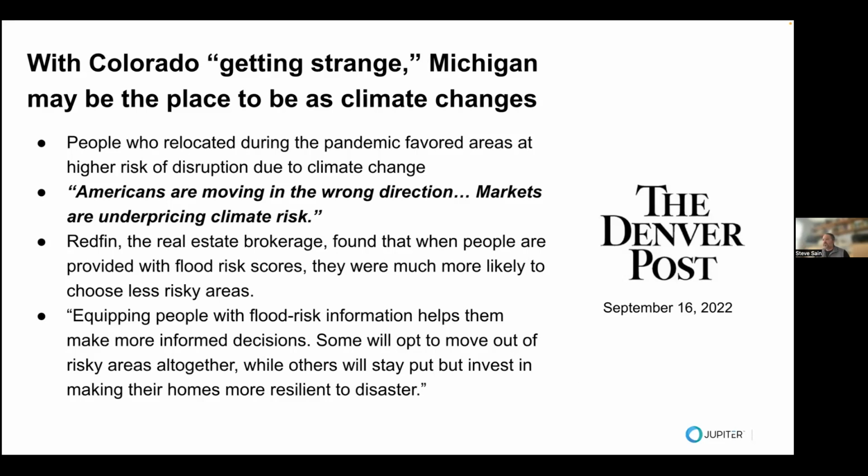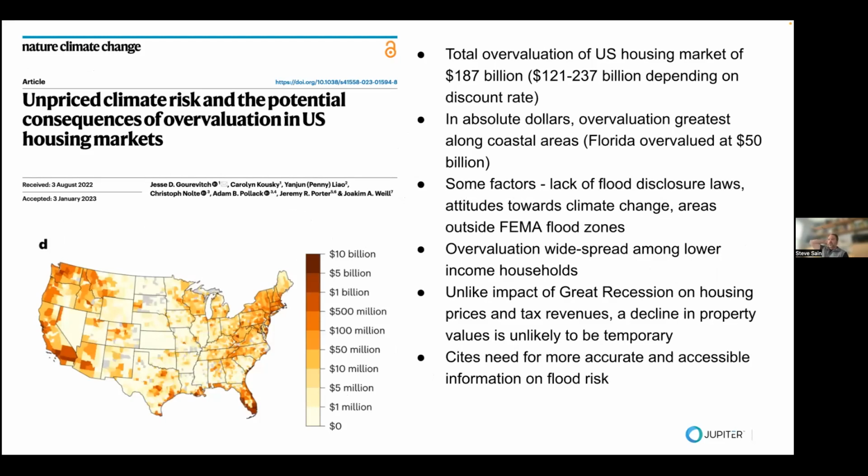This was reinforced in an article in Nature Climate Change that came out around the first of the year, which talked about the potential overvaluation of the U.S. housing market, to the tune of a couple of hundred billion dollars. A lot of this overvaluation occurred maybe in coastal areas. Florida, for example, was one of the worst. And a lot of it simply had to do with not pricing climate risk correctly. The real fear here is that this isn't like more typical housing booms and busts that are fairly short term, where over 30 years or over decades the housing prices would always recover. This isn't likely to be temporary. So this is a bubble that, when it bursts, could be really, really bad. The article also cited even more of a need for accurate and accessible information on flood risk.